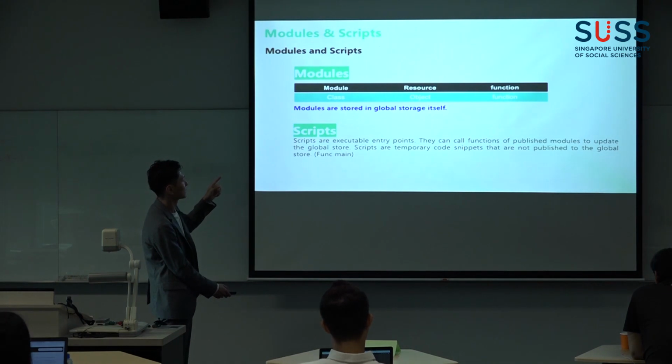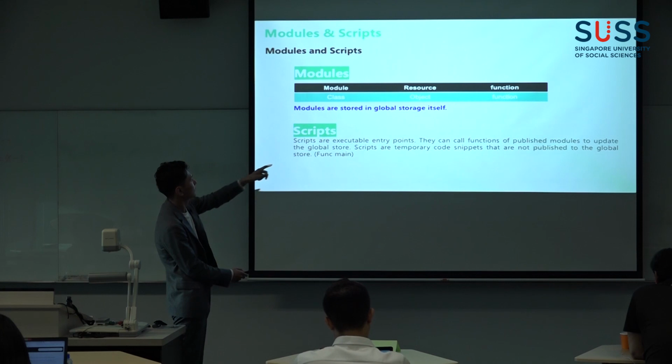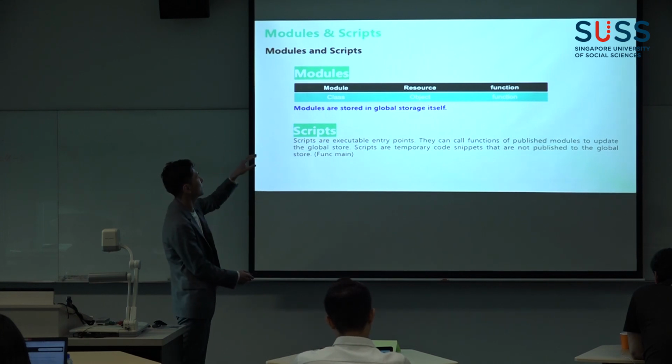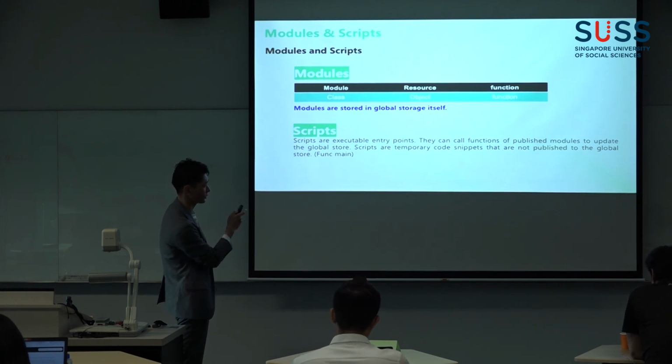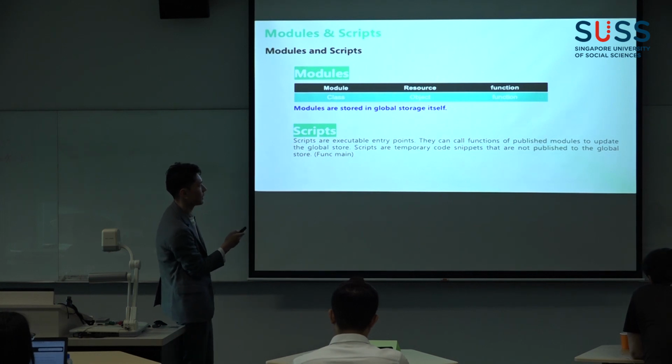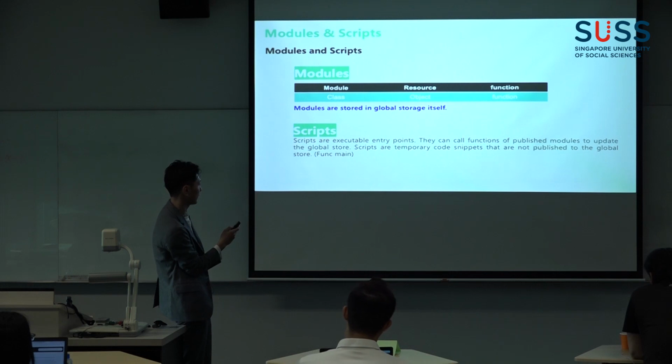Modules are similar to classes. And resources are like objects. So we are comparing Move elements with a traditional programming language. And modules are stored in the global storage itself. Scripts are like executable entry points. They can call functions of published modules to update the global store. Scripts are temporary code snippets that are not published to the global store. It's like function main.